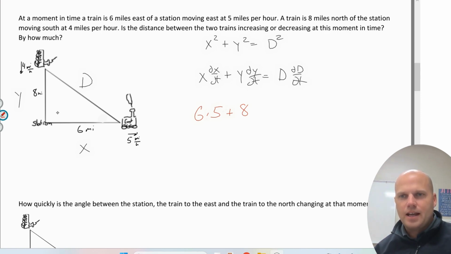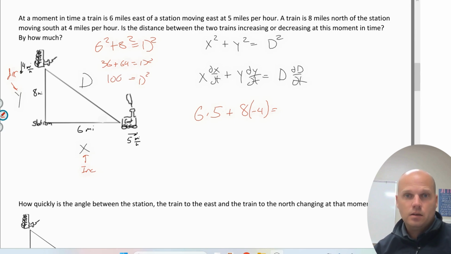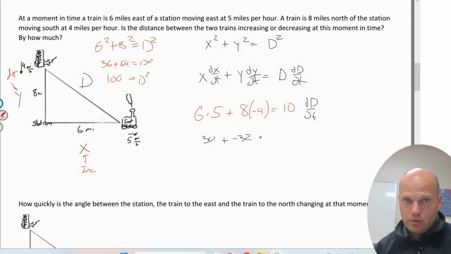You should immediately at the beginning of the problem say, this is increasing, this is decreasing. Since that's decreasing, the derivative needs to be negative. We use the Pythagorean theorem with 6 and 8 to get that d is 10. And we will be able to find how the distance is changing. We have 30 plus -32 equals 10 d dt, and we realize that the distance is decreasing.